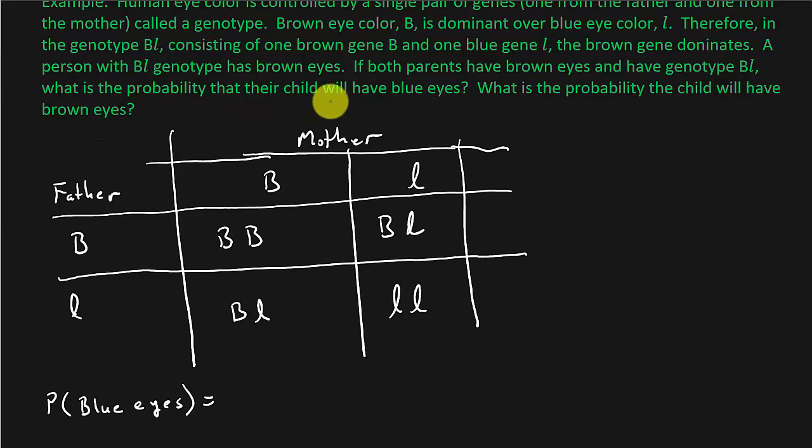What is the probability that their child will have blue eyes? Well, the only way that they're going to have blue eyes is if they have the LL. See, this would be brown eyes, brown eyes, brown eyes, and this would be the blue eyes. Technically, since we're putting the father's first, it really doesn't matter, but let's just go ahead and do this. Write it LB. We're going to do BB, BL, LB, and LL.